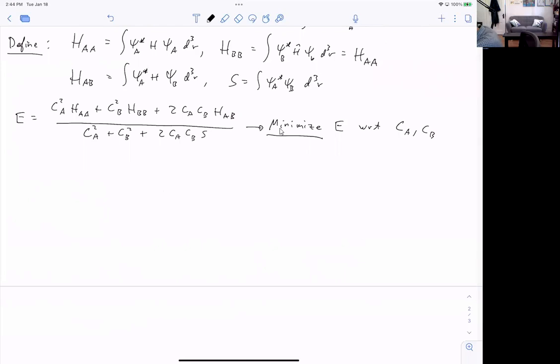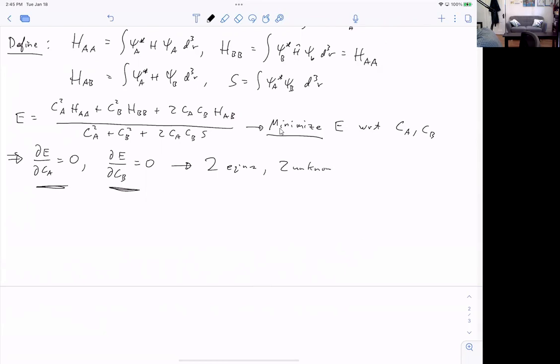And so what we got to do is take the derivative of that expression with respect to C A, and set it equal to 0, because that's going to allow us to find the minimum C A. But we've got two parameters, C A and C B, because there are two orbitals. So now we have to take the derivative with respect to C B and set that equal to 0. So now we have two equations. This leads to two equations, and that makes sense because we have two unknowns.